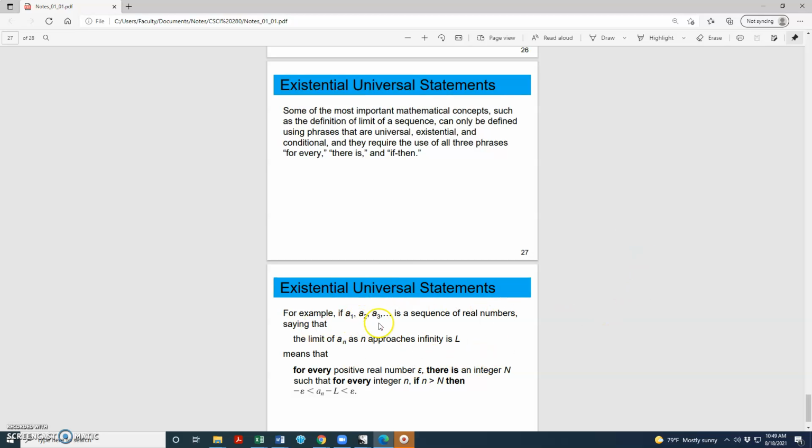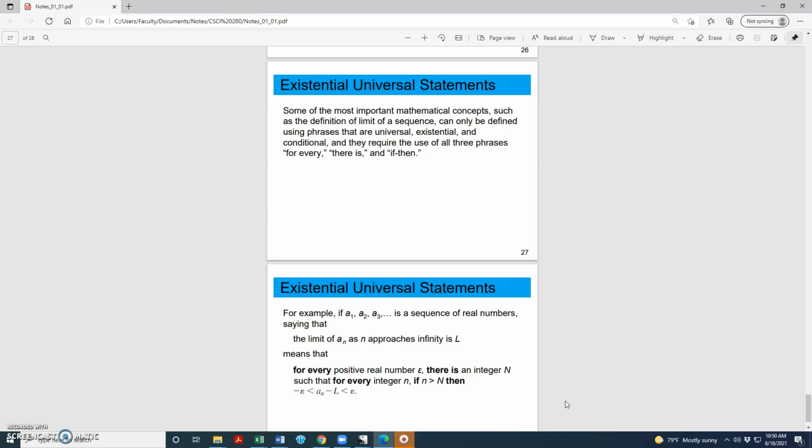Here I've got a1, a2, a3, and so on as a sequence. Now if you don't know what that means, that's okay. I'm not concerned with that part. But I'm going to read this definition. For every, there's my universal, positive real number epsilon, there's my existential, is an integer N such that for every, so here's another universal, integer n, and finally here's my conditional, if n is greater than N, then that following statement.